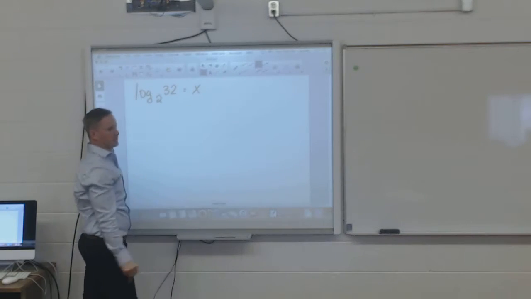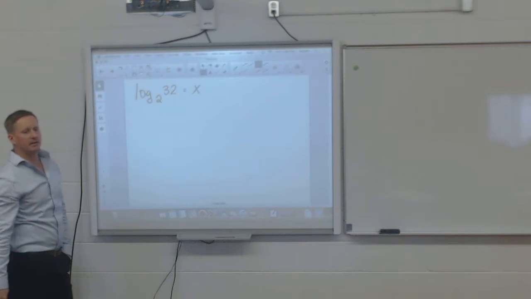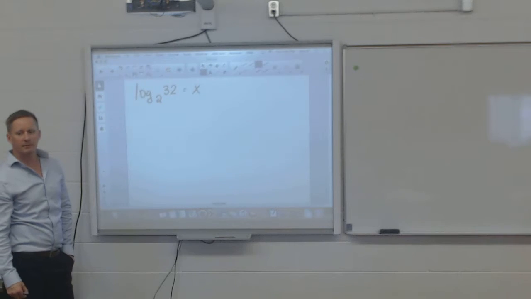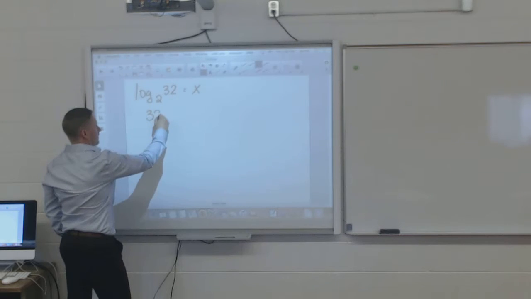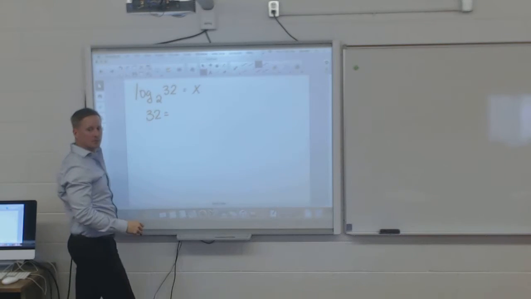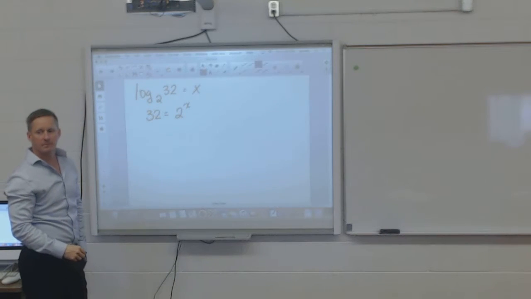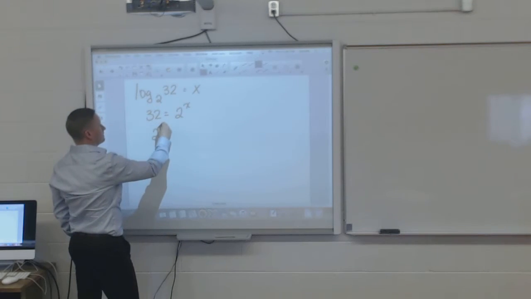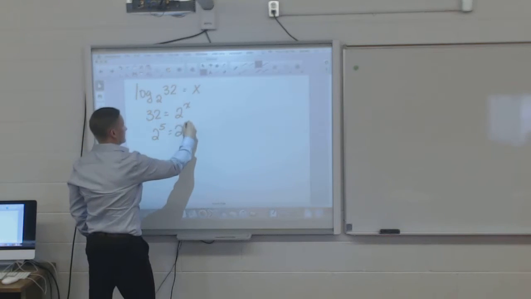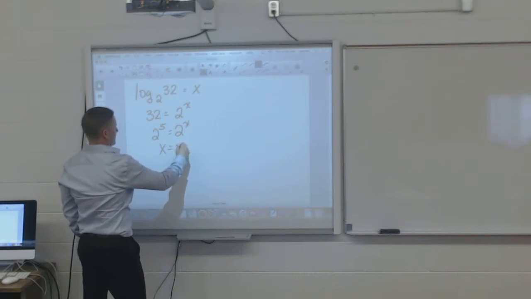Let's let it equal x. So I let it equal to x. I can't do it this way. Let's change it to exponential. If I change it to exponential, what does it equal? 2 to the power of x equals 32. Can I change 32 to the base 2? 2 to the power of what? 5. So what's the answer? x equals 5, right?